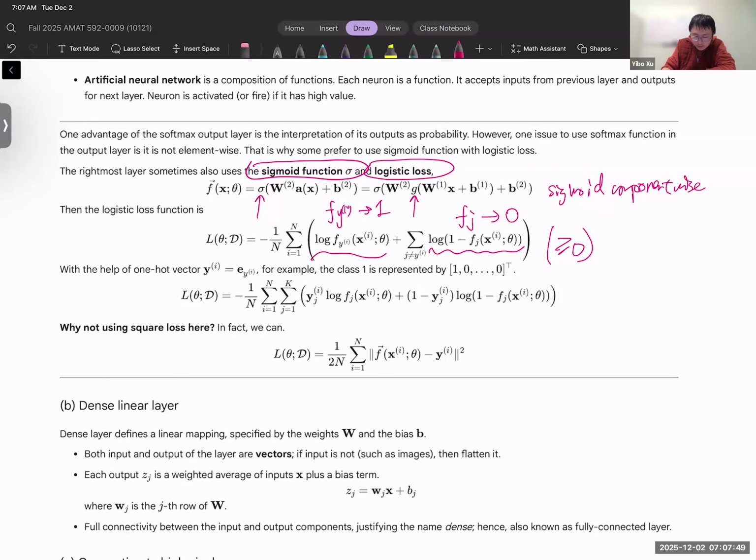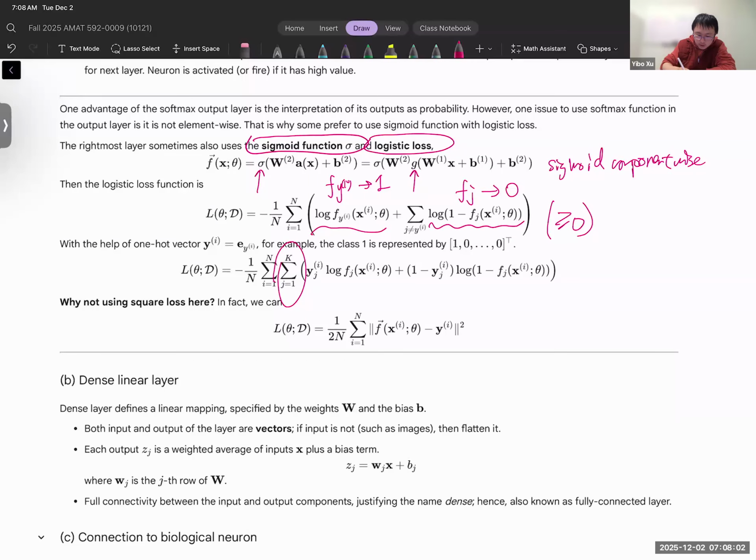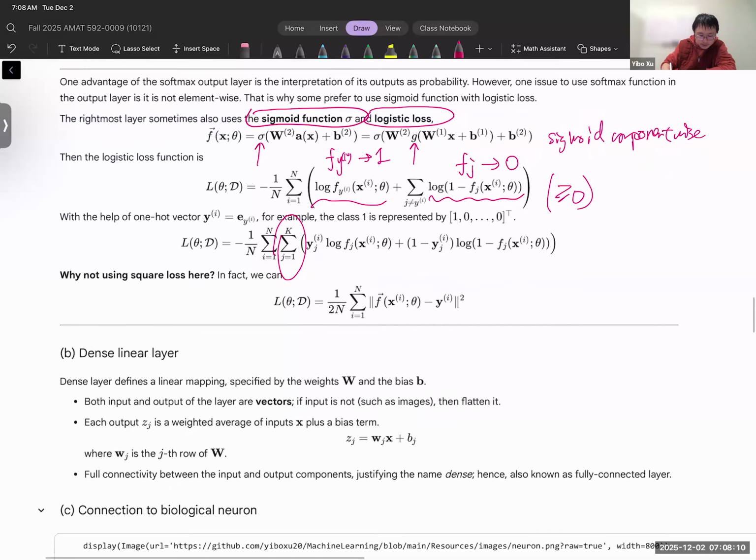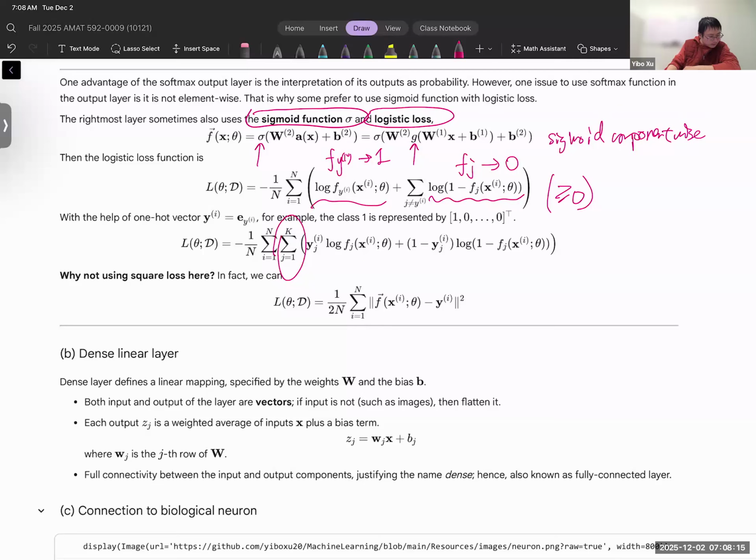So now you do realize this is a sum of k functions. Essentially you can write it as the k sum, having yj log fj plus 1 minus yj times log of 1 minus fj. This is something you have seen before. This is sort of the log form of the loss.